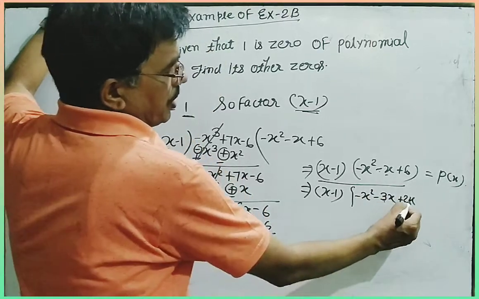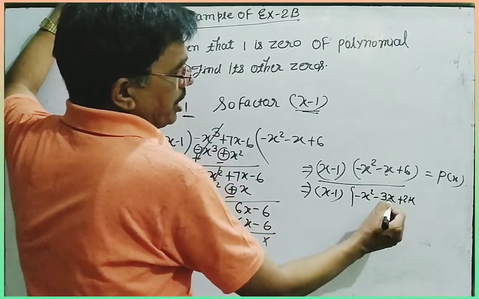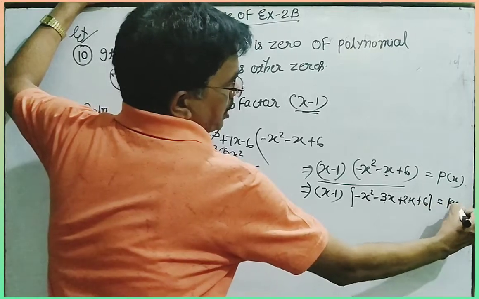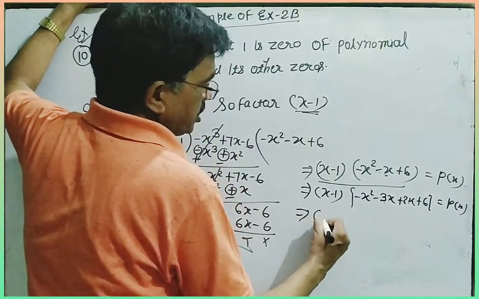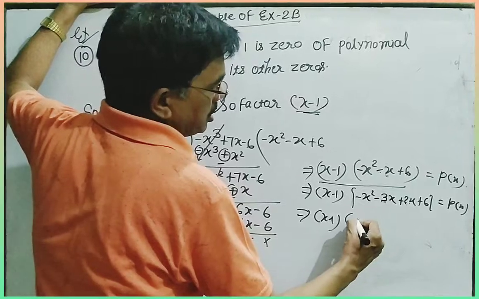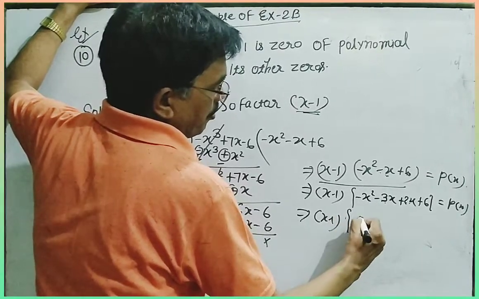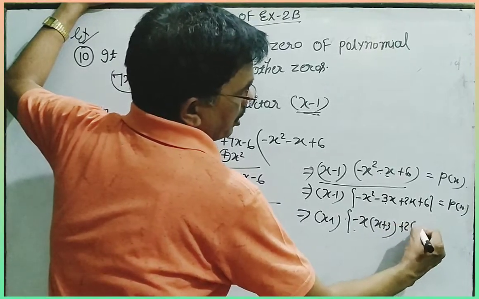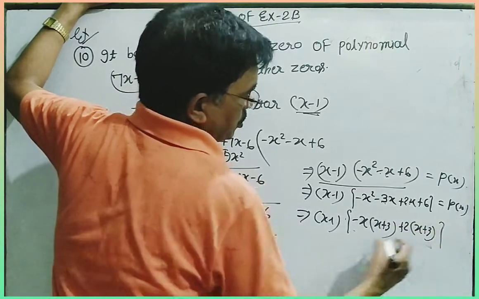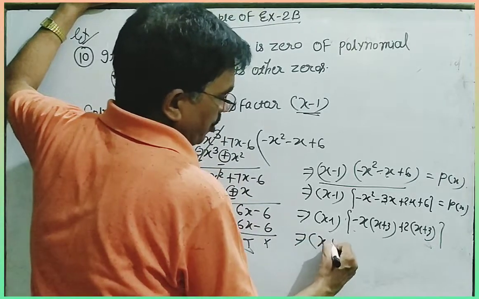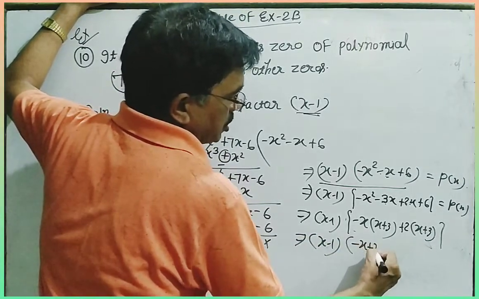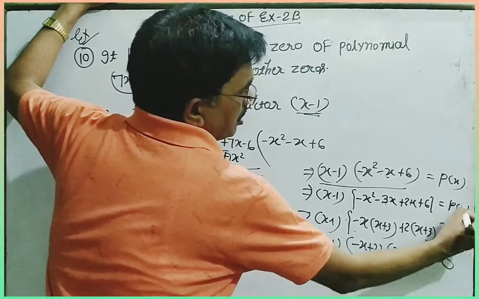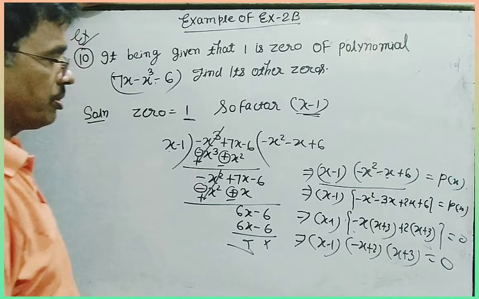Then minus 3x plus 2x you get minus x, and then 3 into 2 you get minus 6 and plus 6 is equal to 0, and hence it is x minus 1 common, and here minus x common, then x plus 3, and here 2 common, then x plus 3. So the factors are x minus 1, minus x plus 2, and x plus 3, and the polynomial is equal to 0. Because the polynomial is 0, you can find the zeros of the polynomial.